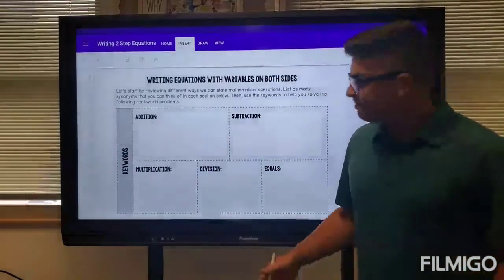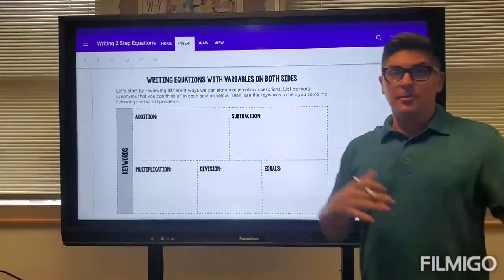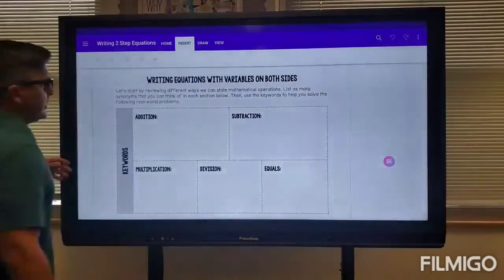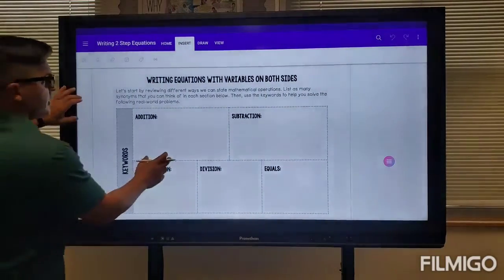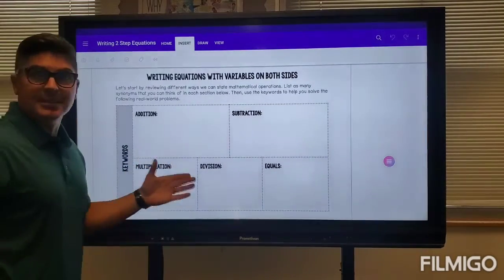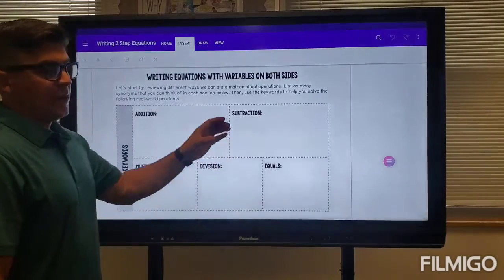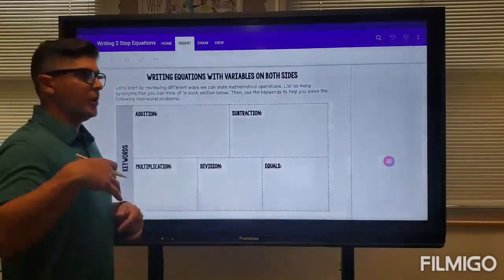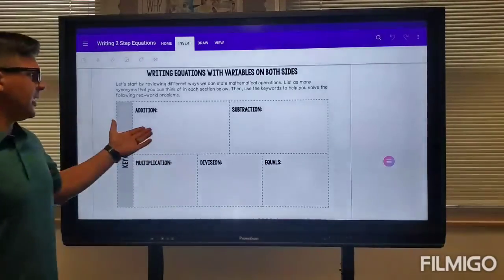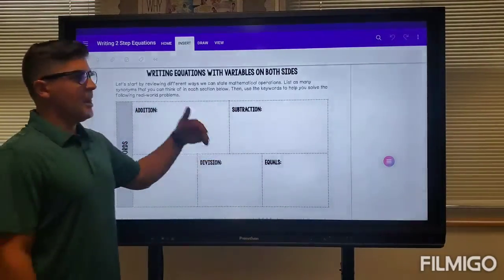Guys, for our next lesson, we're going to talk about writing equations now with variables on both sides of the equation. And I think you guys will really be successful with this because what this lesson does, it kind of breaks it down for you so that the setup is there, what I need to know, how do I go about this.